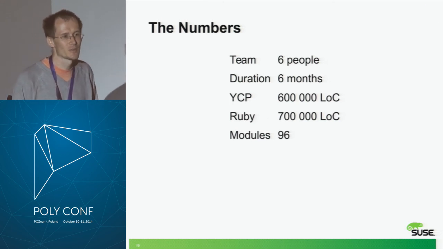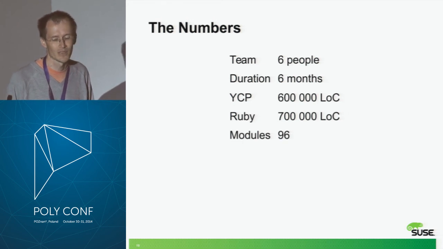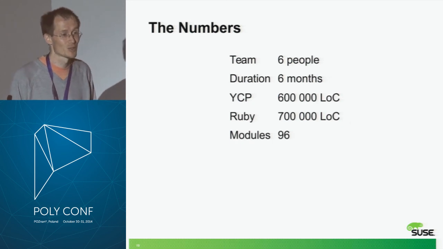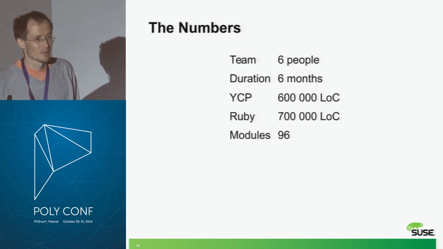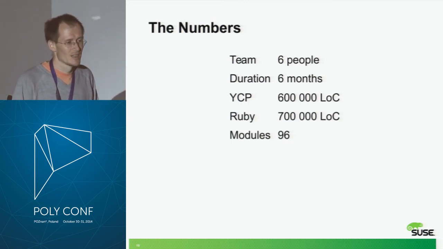We were about 6 people, and it took us like 6 months on and off between other work. The 600,000 lines of YCP turned into 700,000 lines of Ruby. It's still big, but it's much more manageable. It was like 96 modules. And the amazing thing is it has worked.